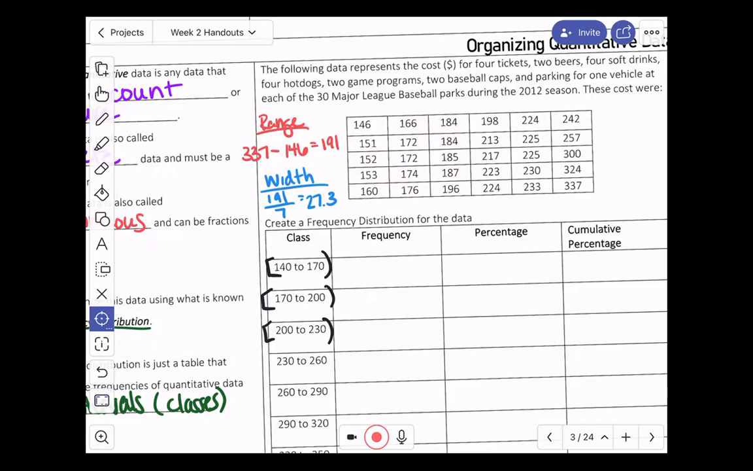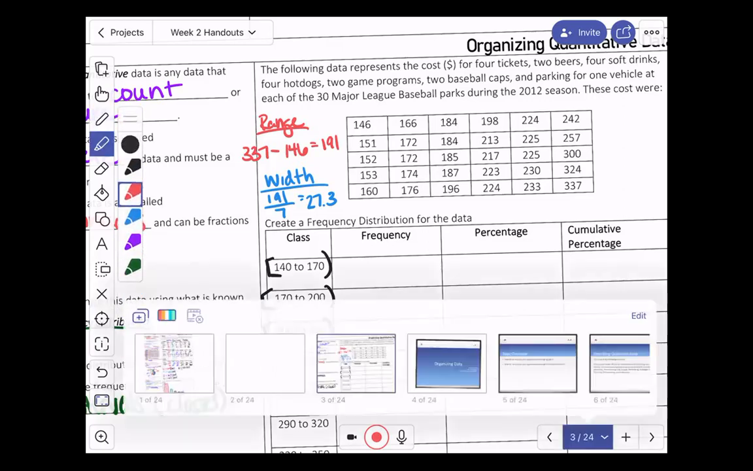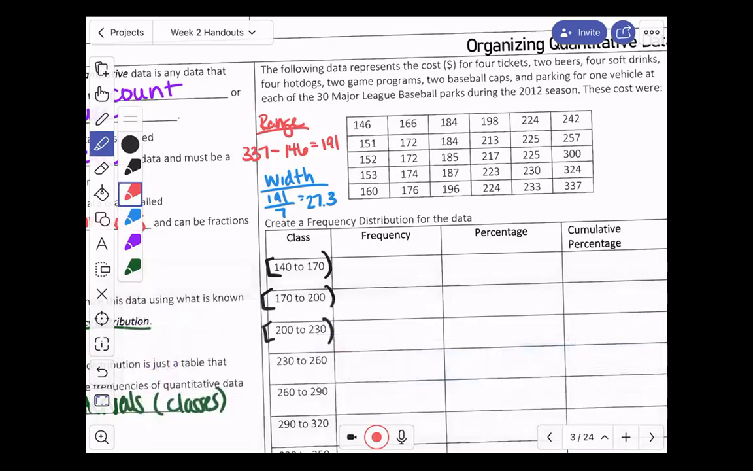And what we're going to do now is find how many values fall between 140 and 170 in this data set. So we need to go find those values. How many values fall within 140 and 170 within the data set? Help me do that. Thank you. 6. So I have 6: 1, 2, 3, 4, 5, and 6. So all I'm going to do right here is write the frequency of 6.